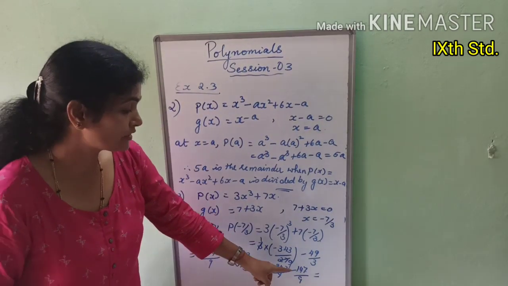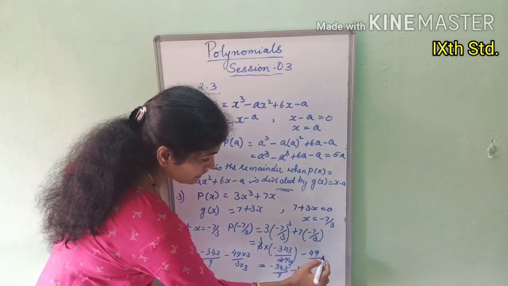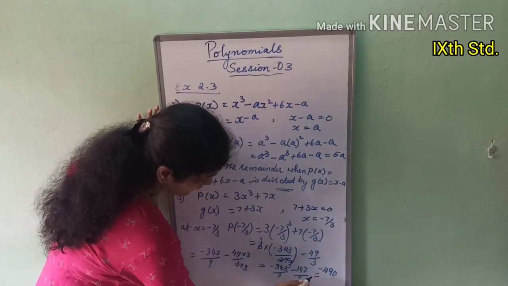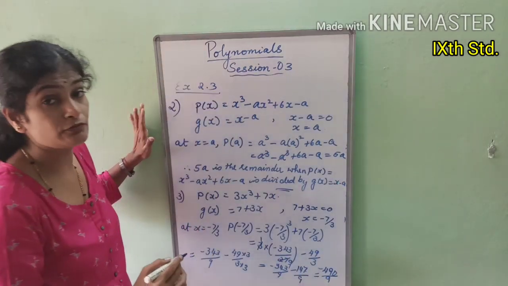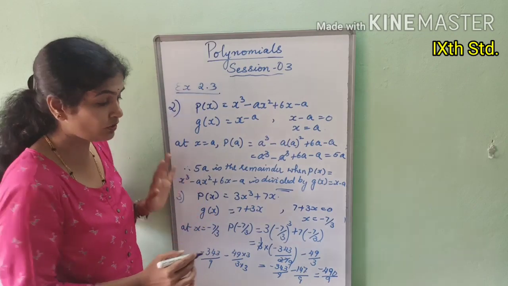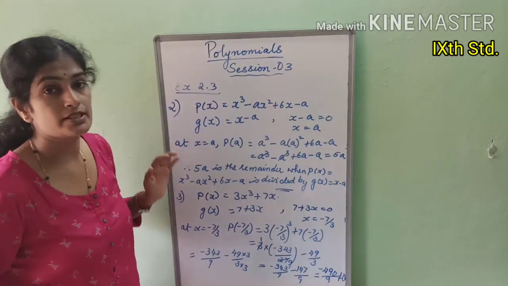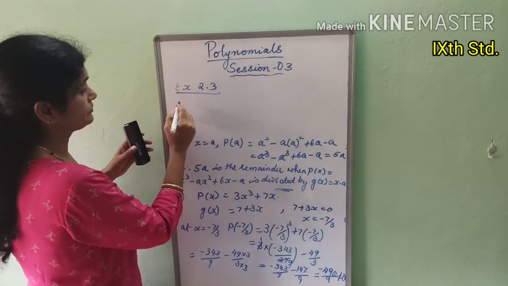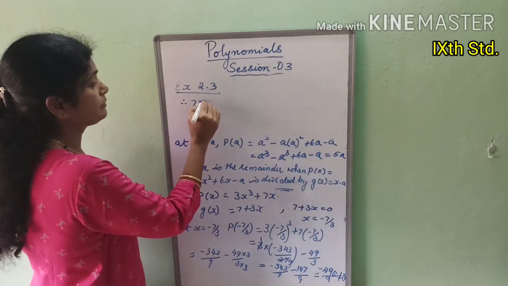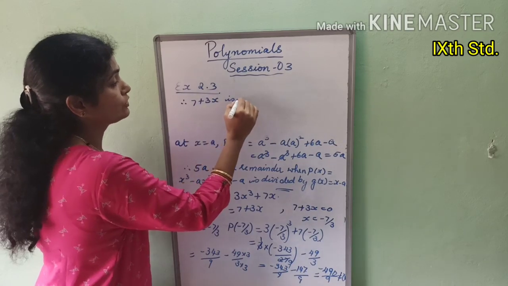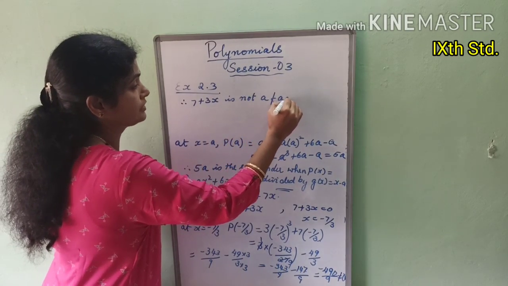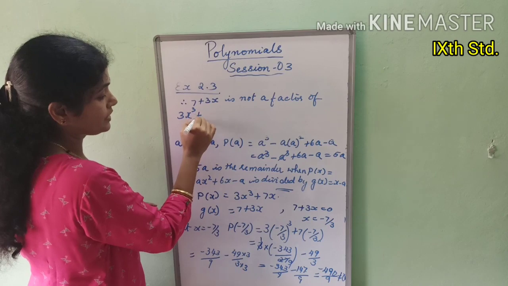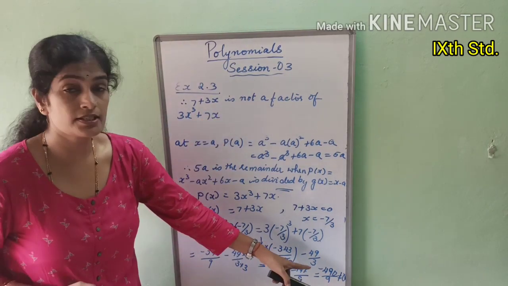343 minus 343 and minus 147 will give you how much? 490, minus 490 by 9. Is this equal to 0? No, this is not equal to 0. Therefore, I'll conclude here. 7 plus 3x is not a factor of 3x cube plus 7x. Why? Because the remainder is not 0.